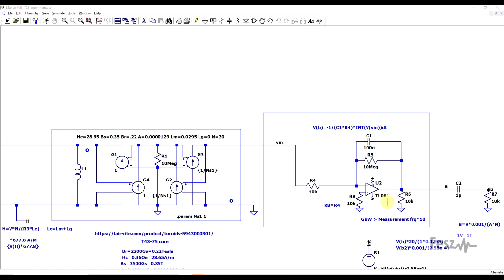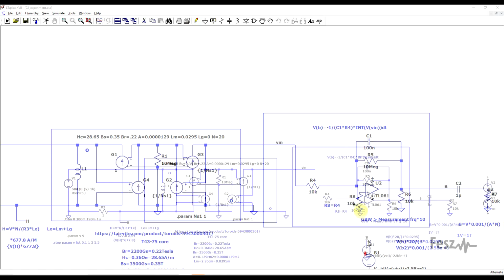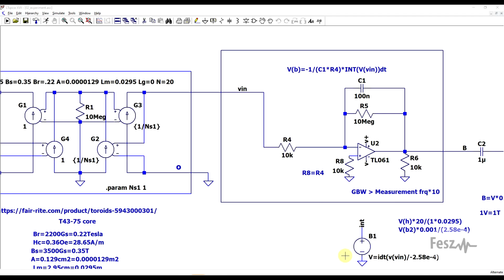Now the last thing, since the main thing that could cause problems is this integrator, I also added in this behavioral voltage source, which is the equivalent of the circuit we just built. So just to be able to compare the results of the ideal integrator with the realistic one.